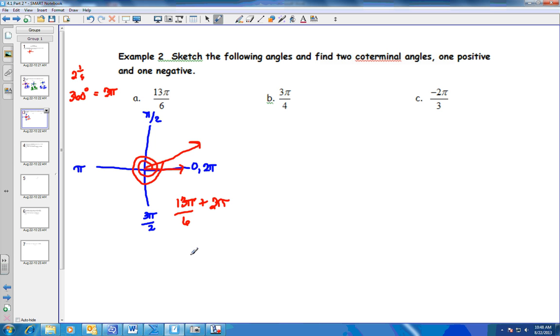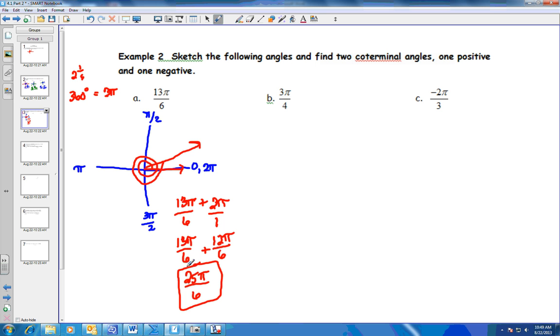Now here's where you guys are going to have to do a little bit of work. These are fractions, so that 2 pi is over 1, so you have to find a common denominator. So my common denominator is 6, so that 13 pi is going to stay the same. But this fraction is going to change, so if I have to change my bottom number to a 6, I'm going to multiply the top number by 6, and that's going to give me 12 pi. So my answer is 25 pi over 6. That's another positive coterminal angle.